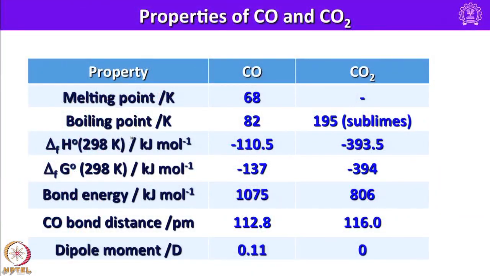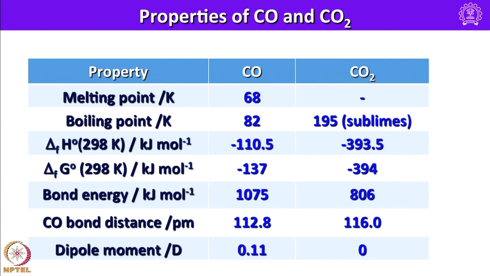So, you can compare some of the properties of carbon monoxide with carbon dioxide. Melting point is 68, boiling point is 82, whereas for CO2 it sublimes at 195 Kelvin. All these values are in Kelvin. And here you can look into the enthalpy of formation. It is minus 110.5 for CO, whereas this is more in case of CO2, minus 393.5. Similarly, delta G is minus 137, whereas in case of CO2 it is almost 3 times, minus 394.